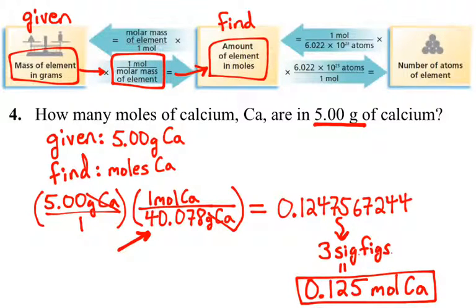So 5 grams of calcium is 0.125 moles of calcium. And we are now done with this particular problem.